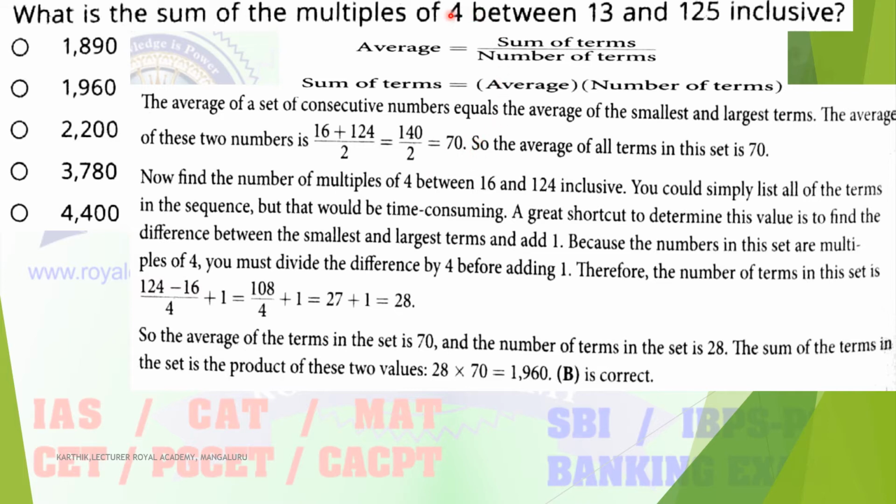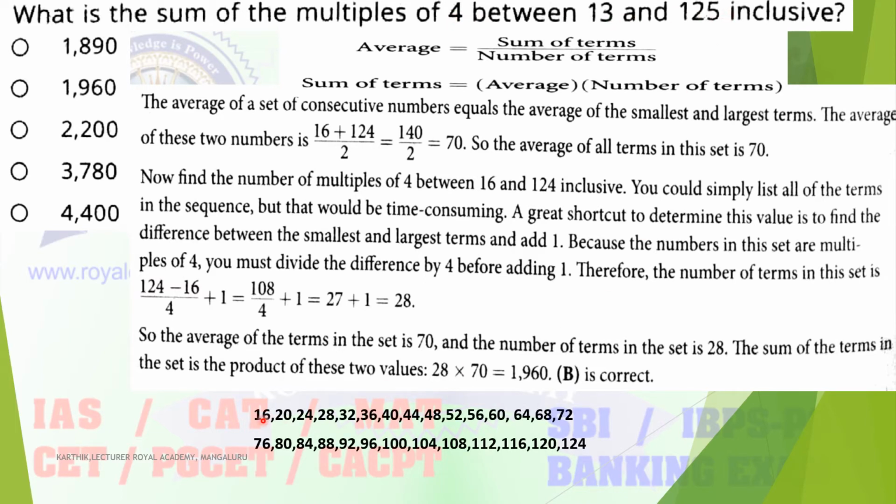So multiples of 4 in between 13 to 125, starting from 16. Okay, 16, 20, 24, these are multiples of 4 in between 13 to 125. So 125 is not a multiple, 124 is a multiple, so the least number is 16, the largest number is 124, divided by 2, you will get the average. After getting the average, next what is required, number of terms.